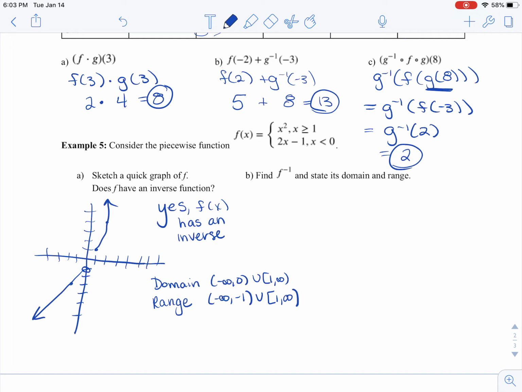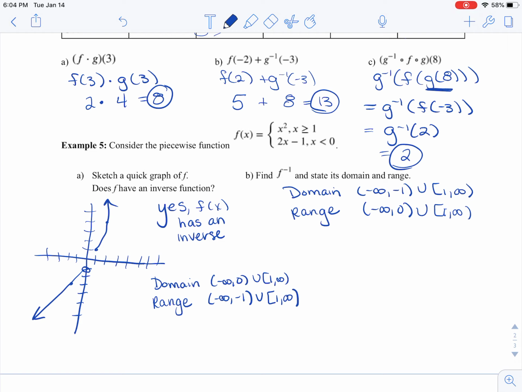Okay. Now, we know our domains and our ranges switch. And so here, for f inverse, our domain is going to be negative infinity to negative 1, and then 1 to infinity. And our range is going to be from negative infinity to 0 and from 1 to infinity.